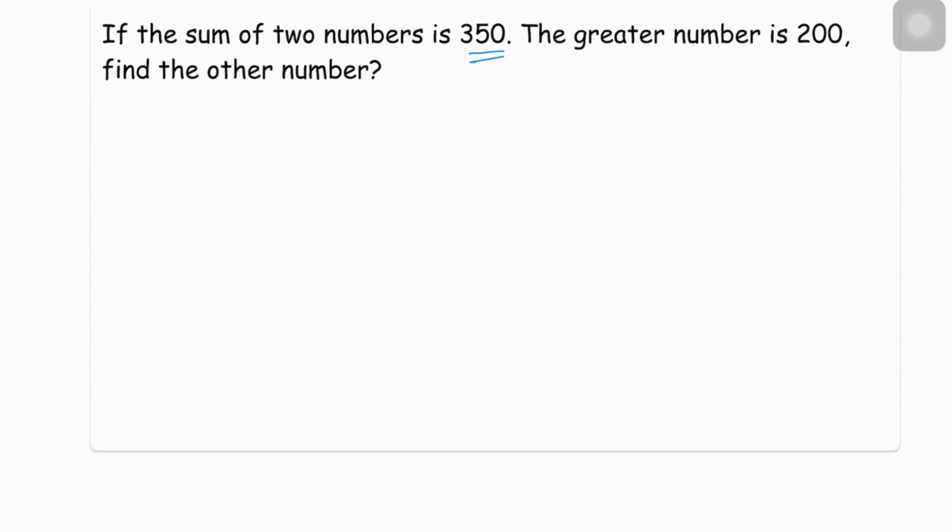Okay, let's try to understand this question with the third method, that is the line method. So the question is, if the sum of two numbers is 350, the greater number is 200, find the other number. We will do the same thing.